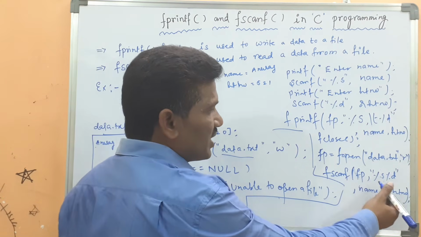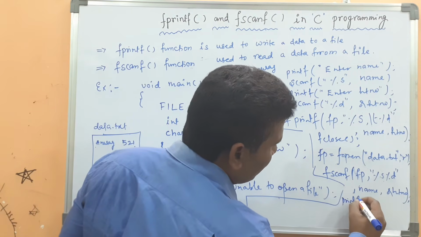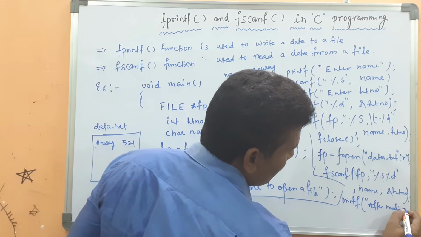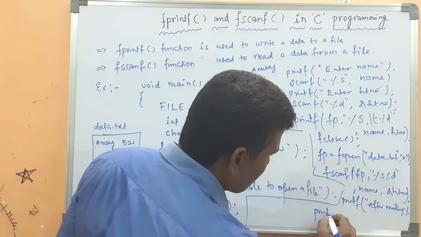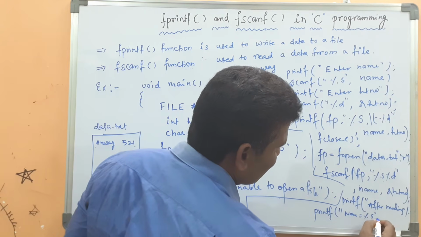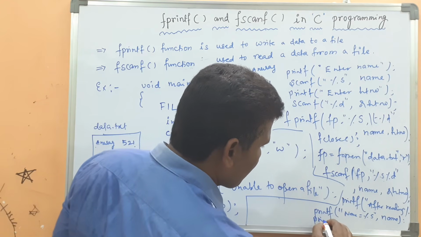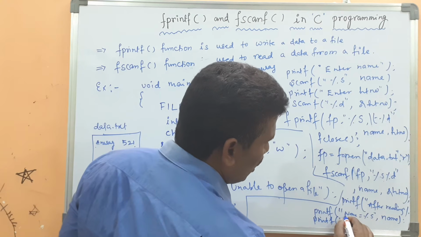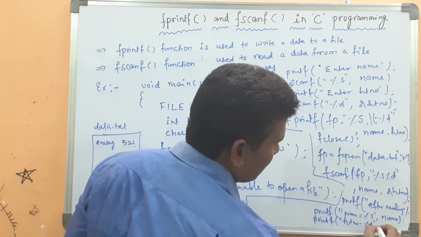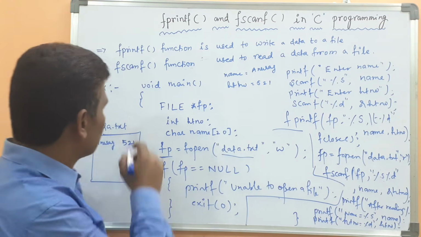Got it? Then once you read, after reading, printf "name equal %s", comma, name, then printf "article number equal %d", article number. Then fclose, end main.